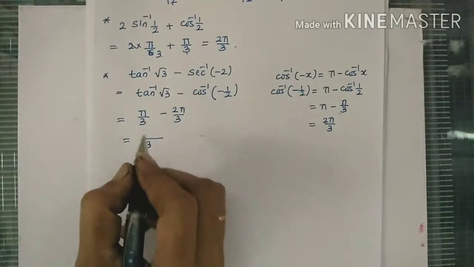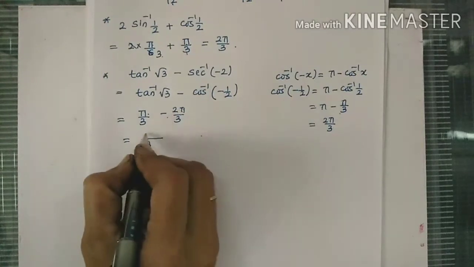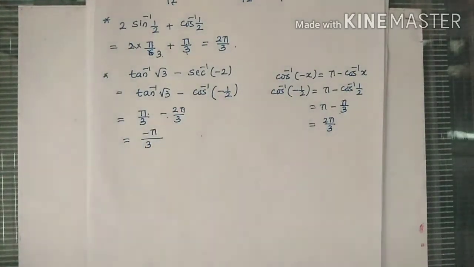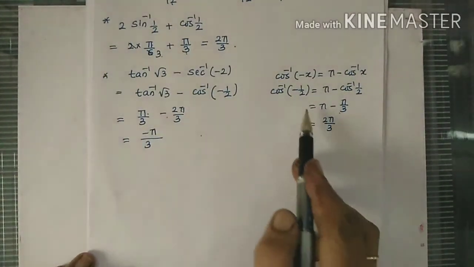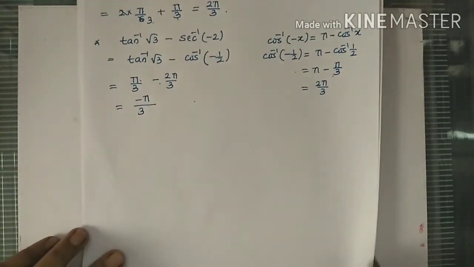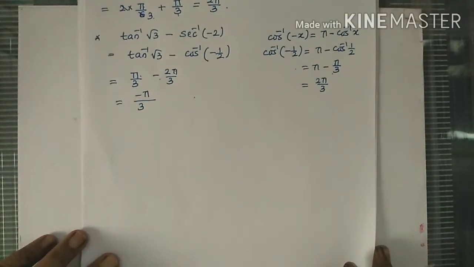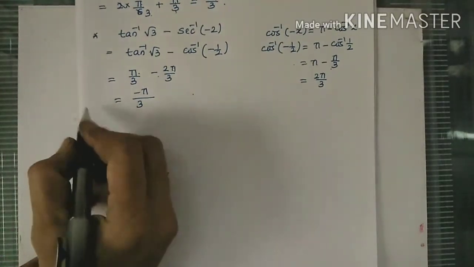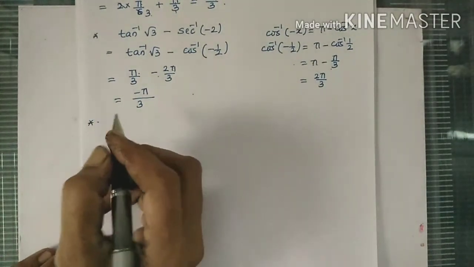So again denominator is same. So pi minus 2 pi gives us minus pi by 3. So this is a very important result, and using this result you can find the value of cos inverse of negative values very quickly. Okay, let's solve one more question.